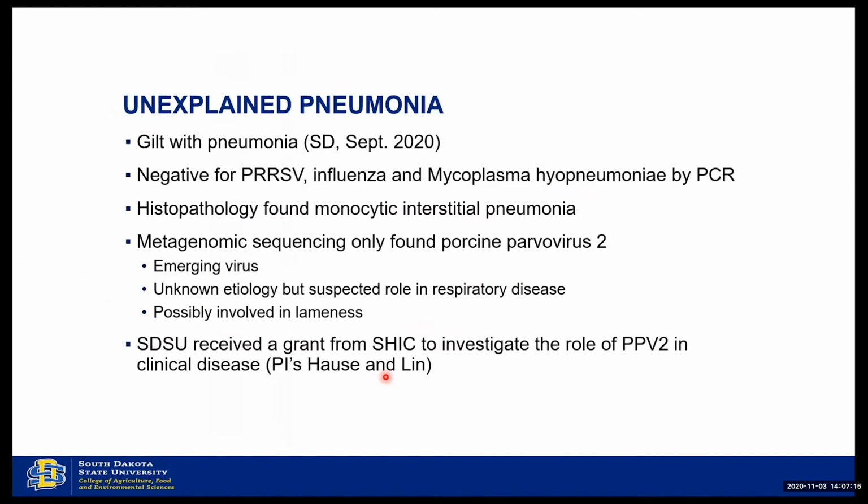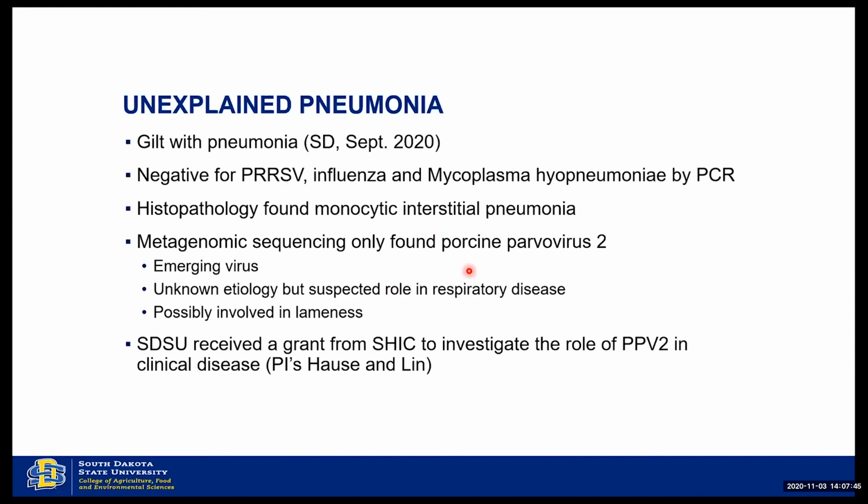Final example here, this is a more recent one from September here in South Dakota. This was a case that came in for PRRS and mycoplasma testing. This was a gilt. Dr. Lynn, a pathologist, identified monocytic interstitial pneumonia by histopathology, which tested negative for PRRS, flu, and mycoplasma. So something's going on, but we weren't sure quite what it was.